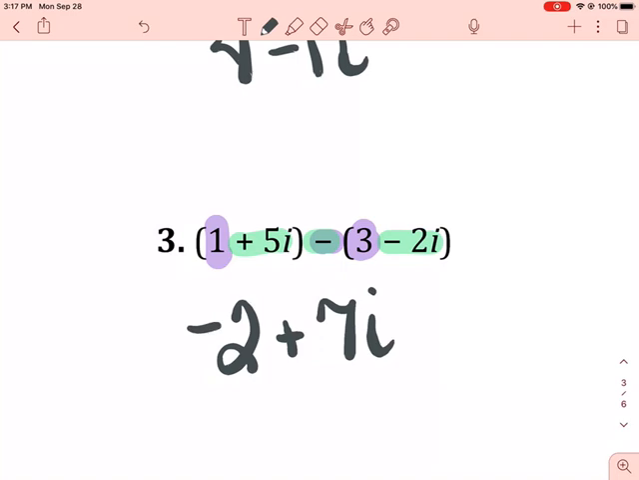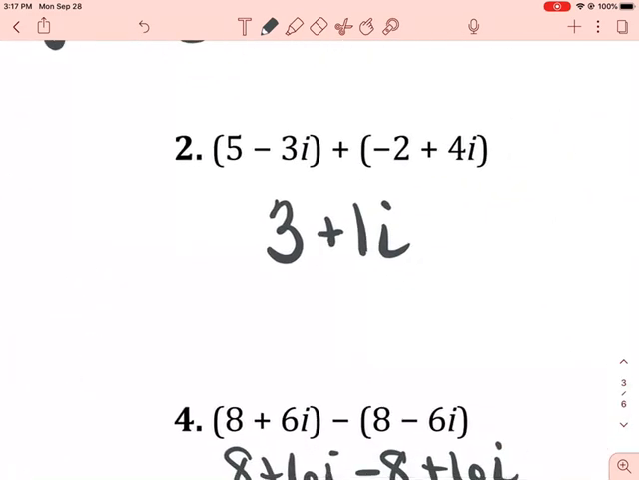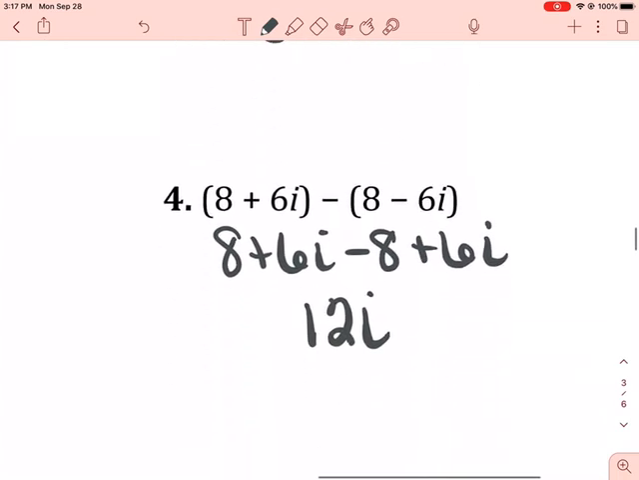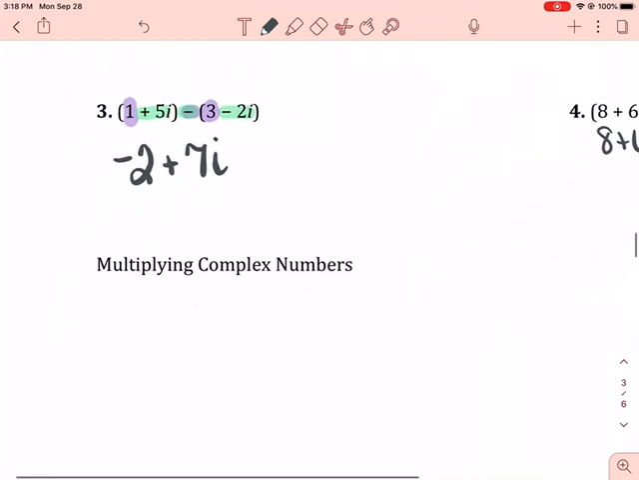All right, why don't you try 2 and 4 on your own, see if you get the right answers. All right, let's see how you did. I got 3 plus i for 2. And then the last one, I only got 12i because the 8's cancel each other out. So with adding and subtracting, it's kind of like doing variables. You add the coefficients, you carry the i along. So i's with i's, like terms, kind of thought process.